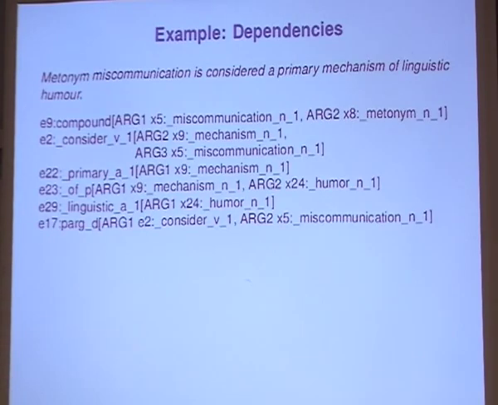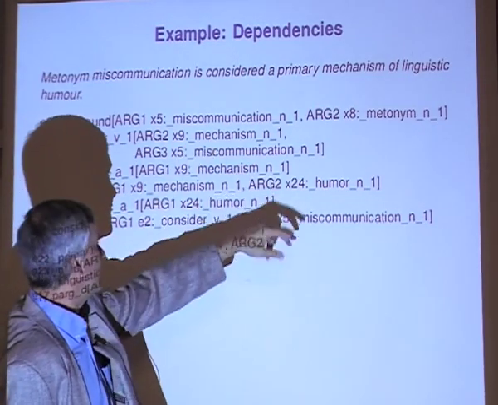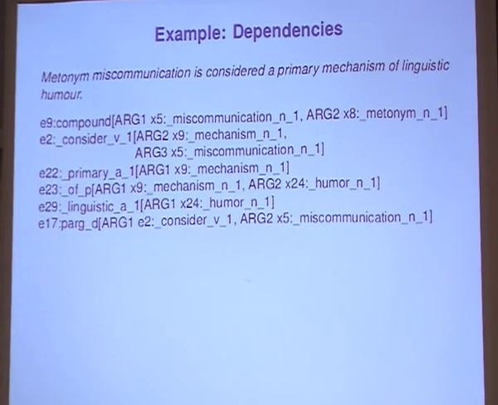Here's an example of a sentence, again, just to remind you of the structure from the Wikipedia itself. Metonymy miscommunication is considered a primary mechanism of linguistic humor. A sentence I didn't have much trouble disambiguating, but it's not something I know a lot about. And here again is the dependency representation. You can see miscommunication showing up all over the place, the mechanism, metonyms, humor. These are the elementary predications we lifted out, which would be useful, we believe, for doing something like information retrieval. That is, I could build methods that would find these kinds of local collocations, even though they may not have been local in the original string.